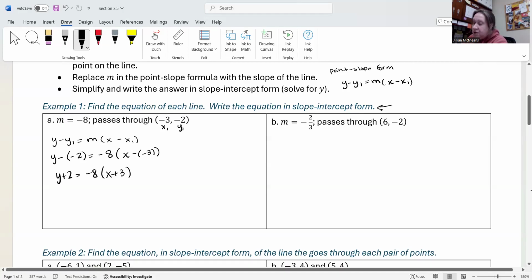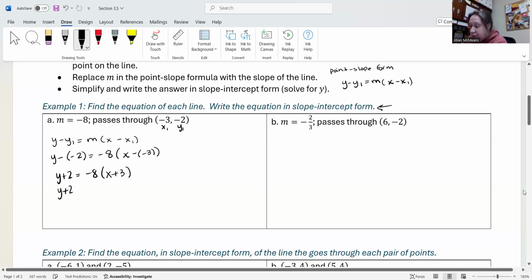The directions here say write this in slope-intercept form. And when you hear slope-intercept form, you should automatically think solve for y. So if we can take this equation and solve it for y, we're good to go, but we want to fully simplify it. So the first thing I'm going to do is deal with the parentheses over here on the right-hand side. So I want to distribute my -8.